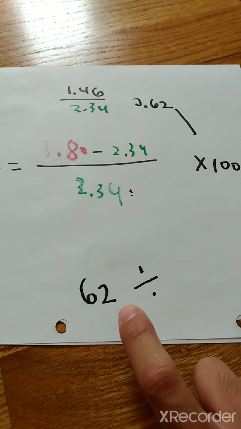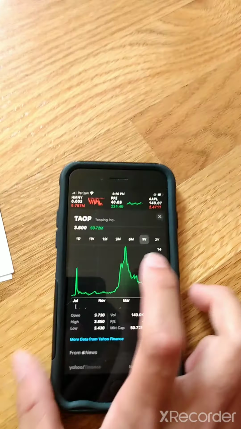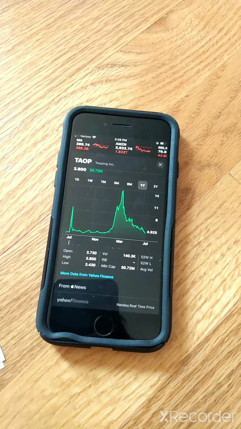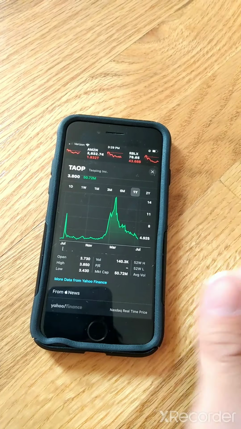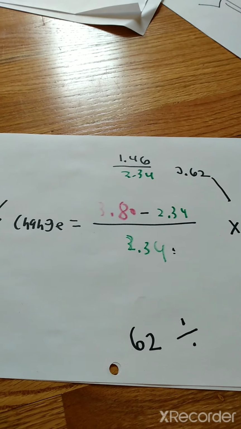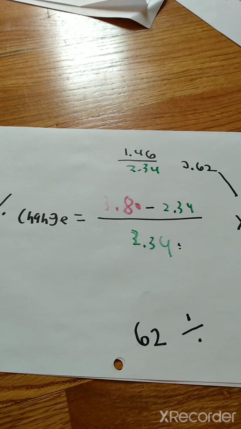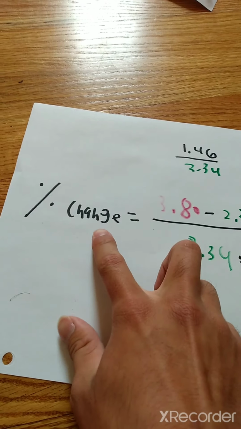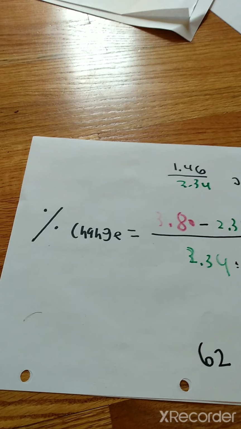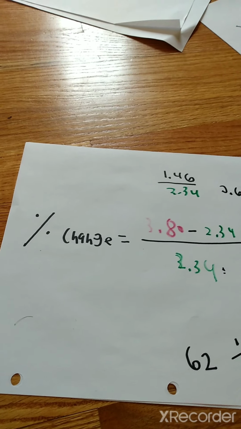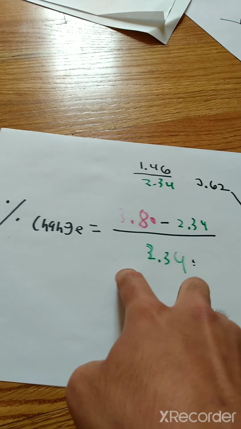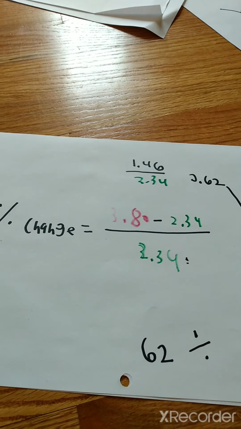That 62% indicates how much Taoping Incorporated has changed over the year. The reason why we use a stock in our example problem is because when you get older, you might invest in a stock in the stock market, and that stock is going to be constantly changing. You can also do percent change to calculate the change in population, the change in food, the change in pretty much anything. So with percent change, you'll definitely encounter this in real life.